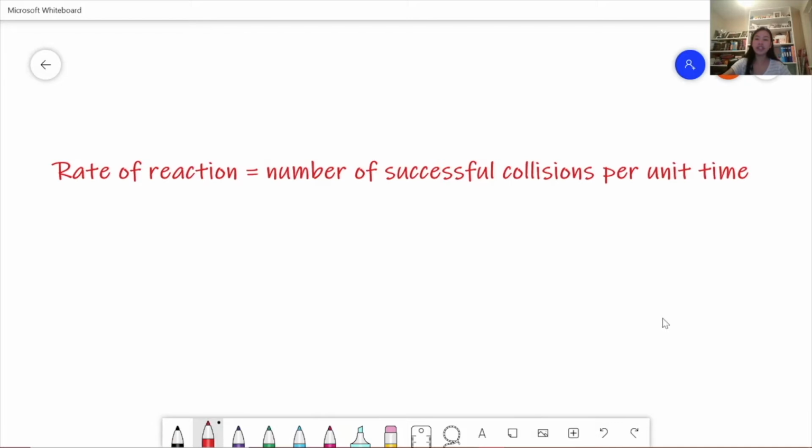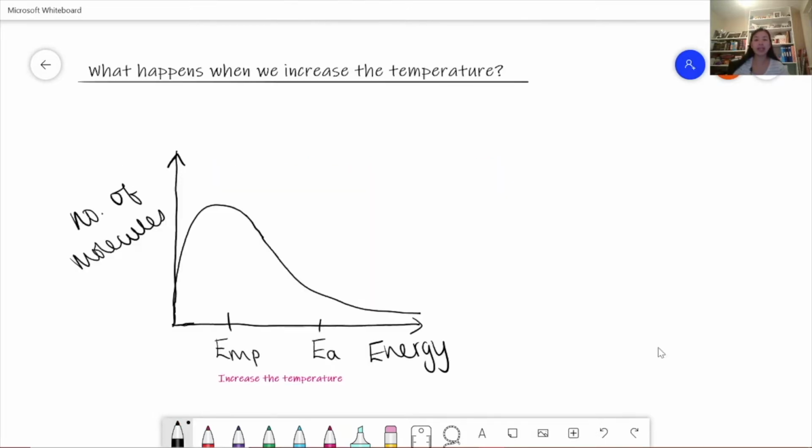The definition of rate of reaction is just the number of successful collisions per unit time. So different factors can affect the rate of reaction, and we're going to go into more detail about that a bit later. What happens when we increase the temperature? Well, this is the normal Maxwell distribution curve, and if we increase the temperature, then a few things happen.